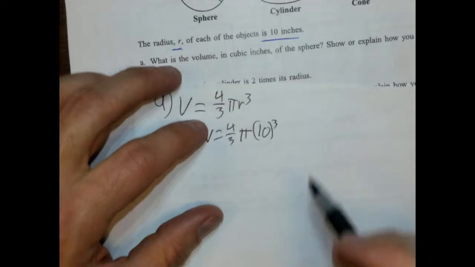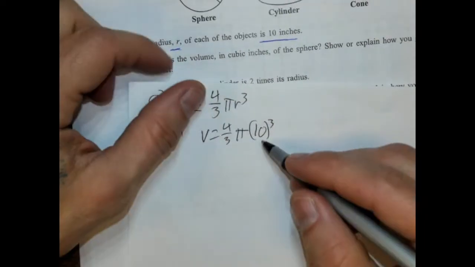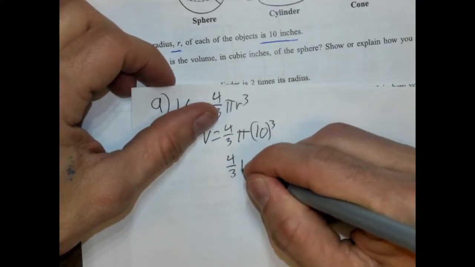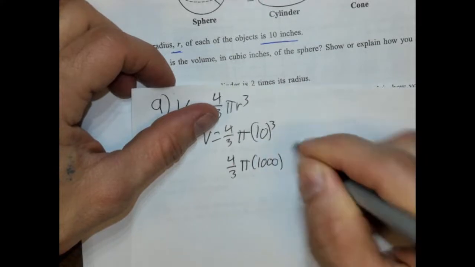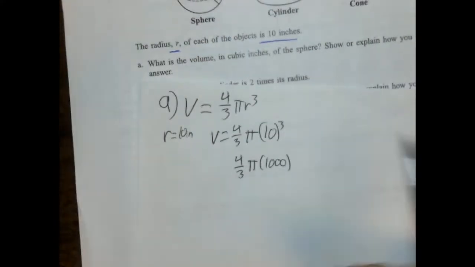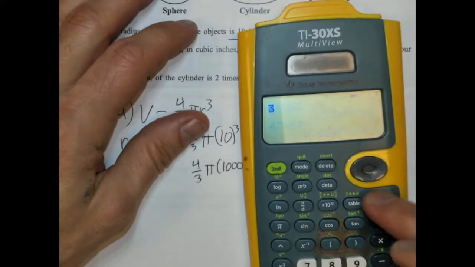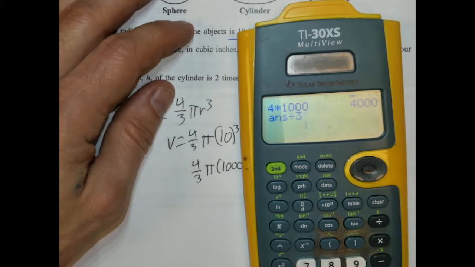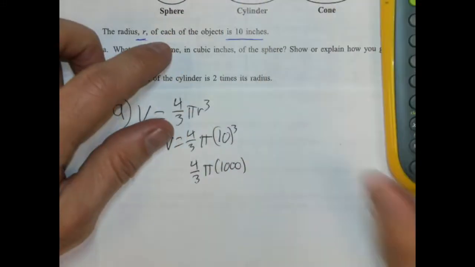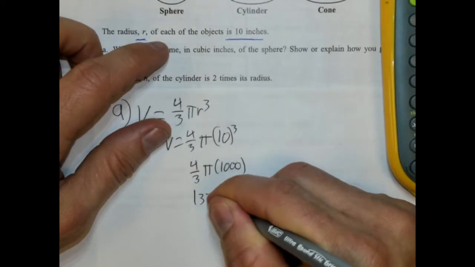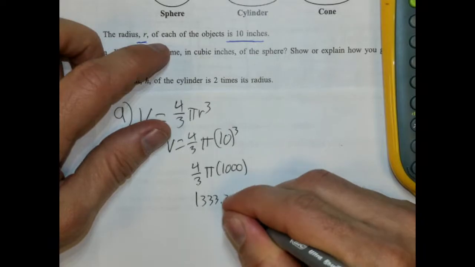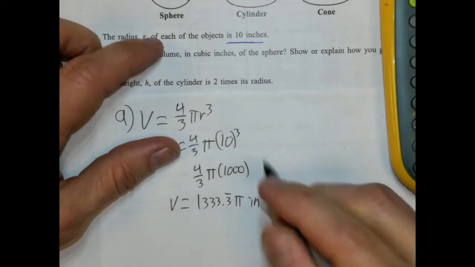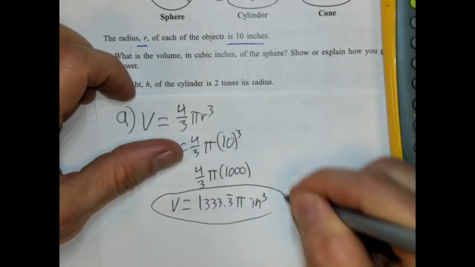This is just order of operations, so we use exponents first. 10 cubed is 1,000. So 4/3 times pi times 1,000. Let's do 4 times 1,000 divided by 3. Okay, so there you go. It's going to be 1,333.3 repeating, times pi. And that's the volume. It's inches cubed, because it's the volume, so it's cubic inches.